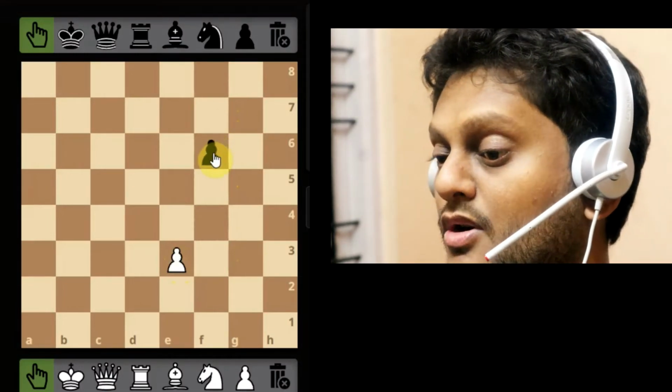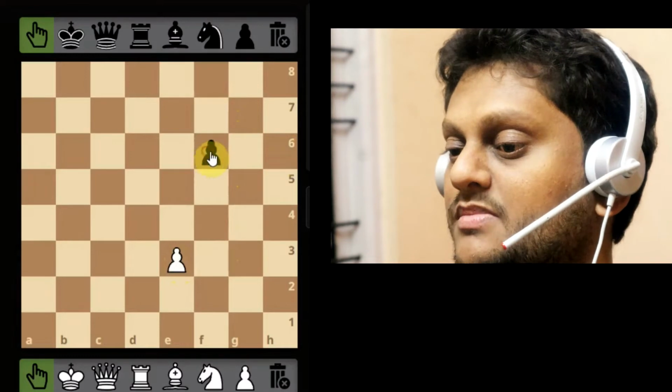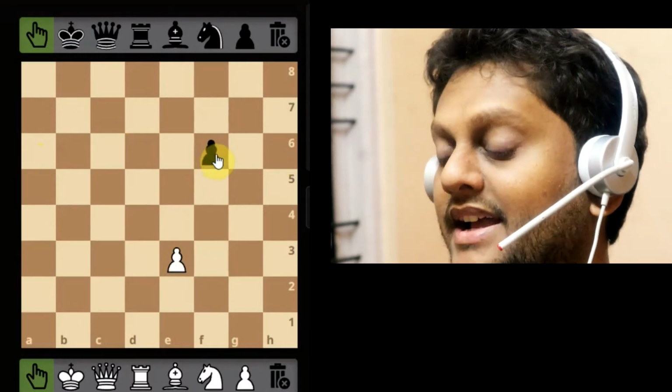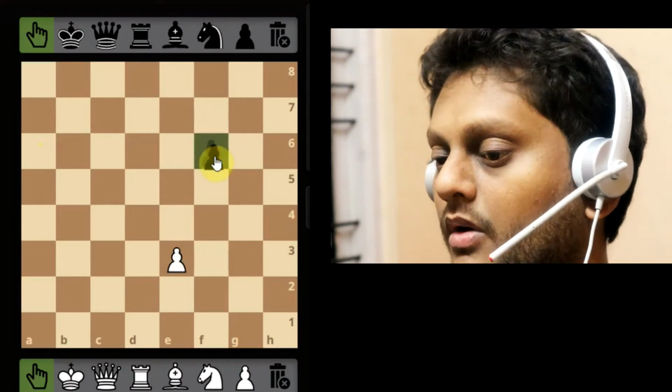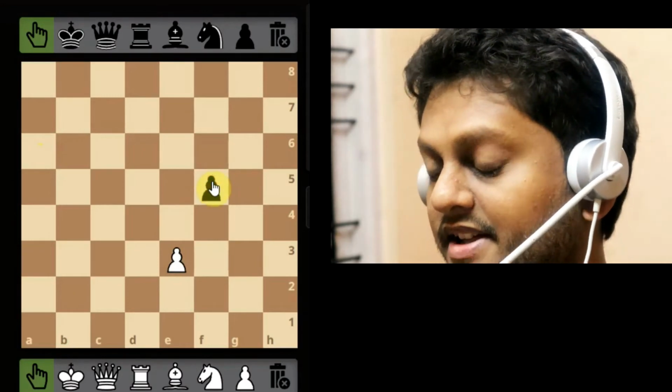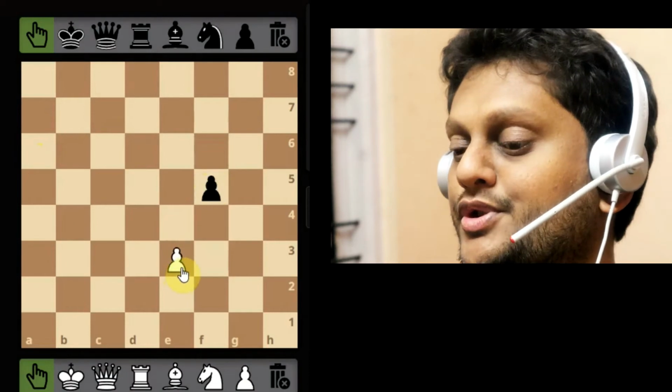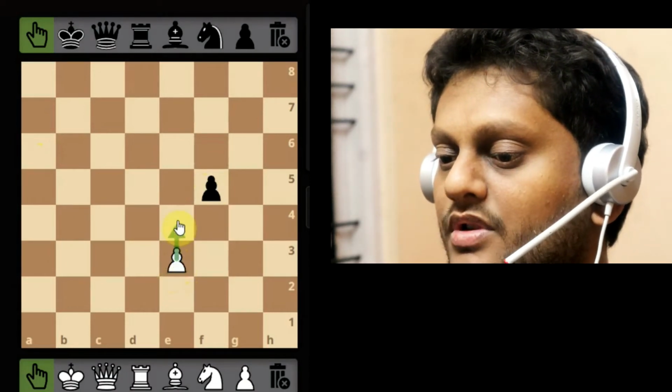But here the pawn is already on the 6th row. So it's not possible, because only on the 7th row it was possible. So now it is on the 6th, hence the black piece can only move 1 step. Okay, so black moved here. And next is white's turn. So what you're going to do is, yes, you don't have any other move. You have only one move, that is E3 to E4.